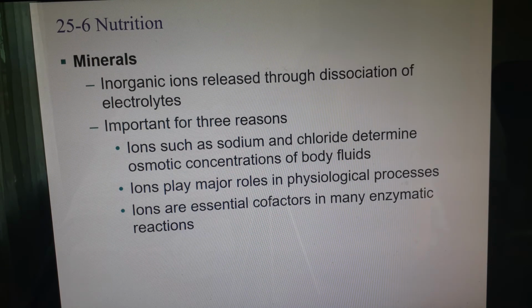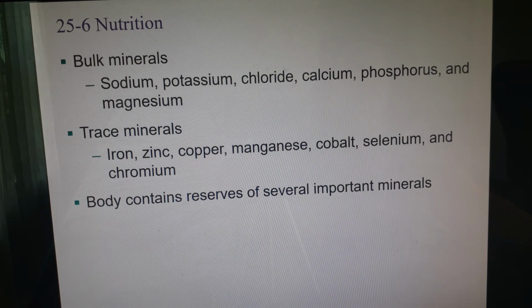Minerals are inorganic materials that are released through the breaking down of electrolytes and salts, and we need them for things like our sodium-potassium pump. We need them for physiological processes, and some of them are needed to be cofactors for enzymes. Bulk minerals that you need: sodium, potassium, chloride, calcium, phosphorus, and magnesium. You need a lot of those every day. Trace ones, you just need a little bit of: iron, zinc, copper, manganese, cobalt, selenium, and chromium. And your body is able to store some of these in reserves.